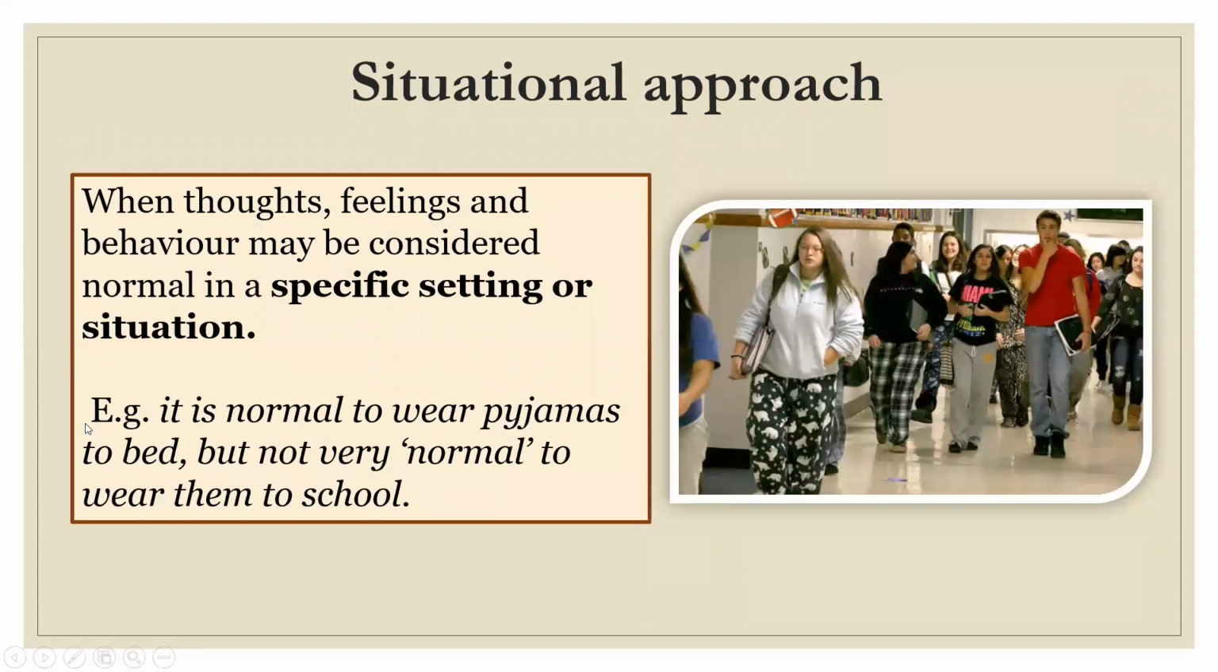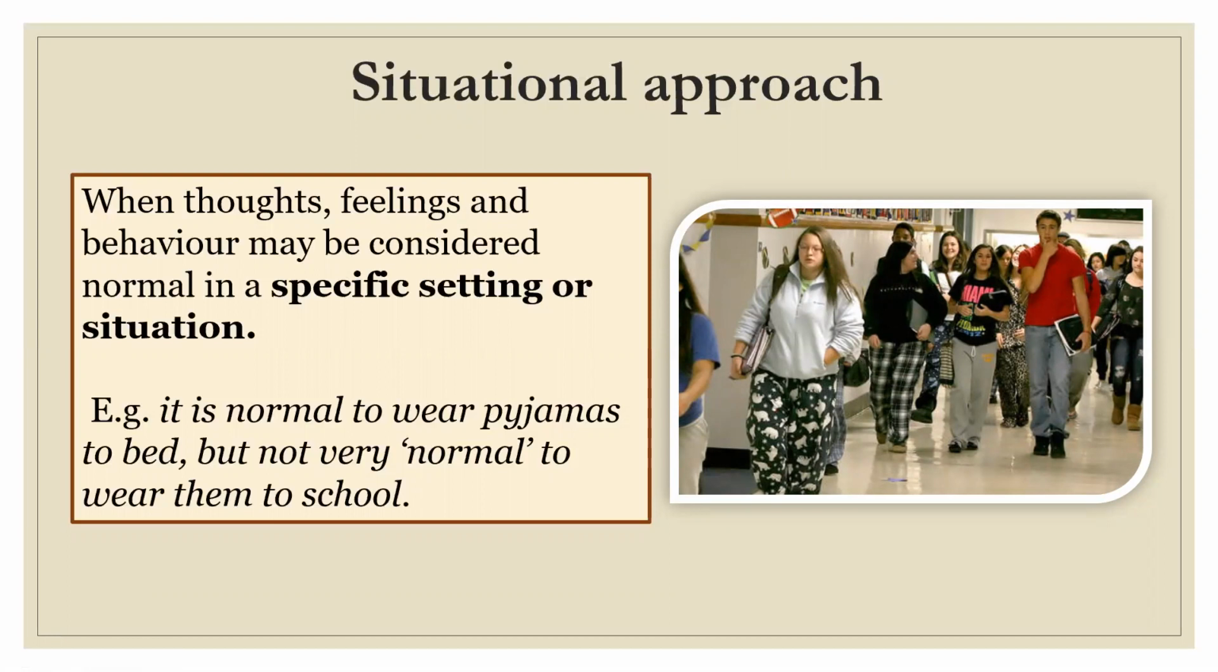The situational approach is basically dealing with this idea that certain thoughts, feelings, and behaviors might be considered normal for one setting or situation, but might be considered abnormal for another setting or situation. So if you look at this picture here, these are basically kids who thought it would be a good idea to come to school in pajamas, okay? So that is considered abnormal for this situation, because normally you don't turn up to school in pajamas. Normally you turn up to school in your school uniform or whatever. So for this particular situation, wearing pajamas to school is considered abnormal, but wearing pajamas when you're at home or when it's close to bedtime is normal, okay?